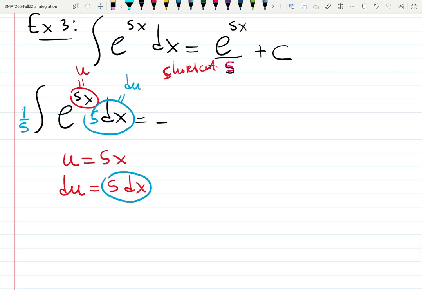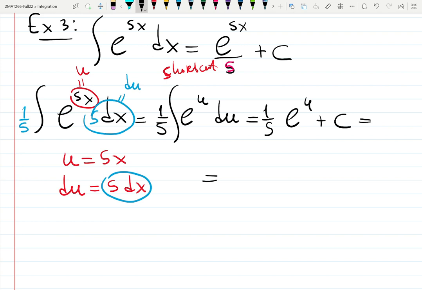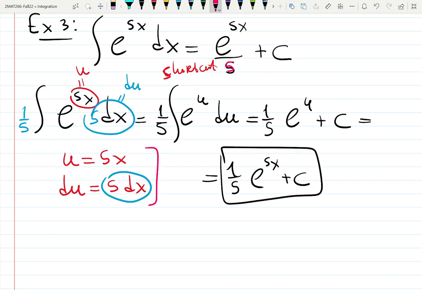Then it will be 1 over 5 integral of e to the u du. I'm kicking the 1/5 outside. It's not necessary, but it looks better when you have constants outside. What is the integral of e to the u? E to the u plus c, but nobody knows what u is except us. So plug it back: 1/5 e to the 5x plus c, and this is the answer. The same answer as the shortcut, but it takes longer. Basically copy and divide by the leading coefficient, but this is the full u substitution process.